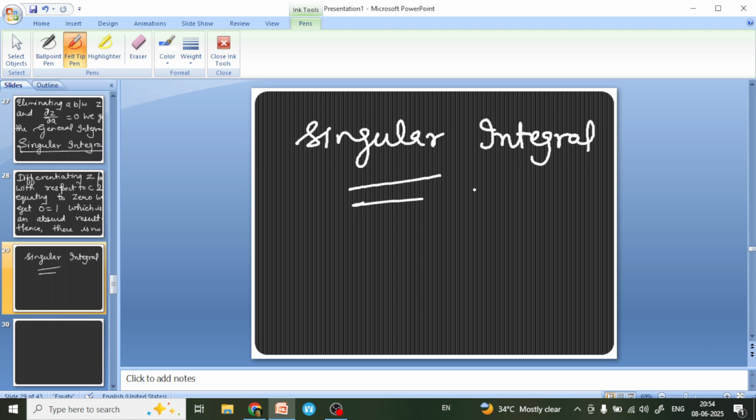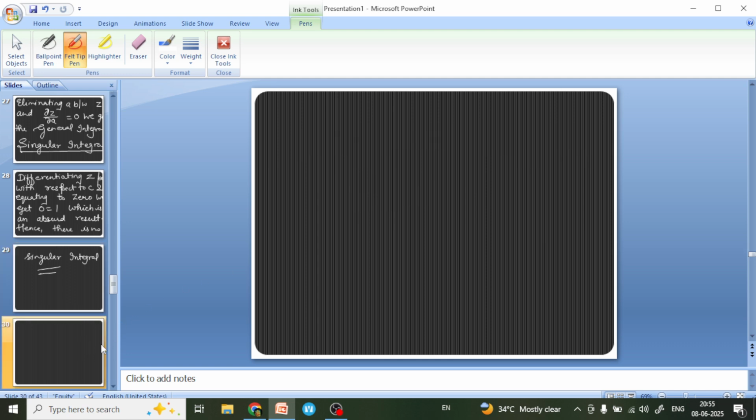I have discussed standard 1. Now I am going to discuss standard 2, the partial differential equation of the form... I will discuss in the next video.